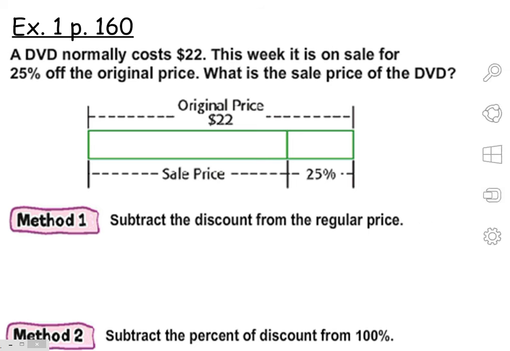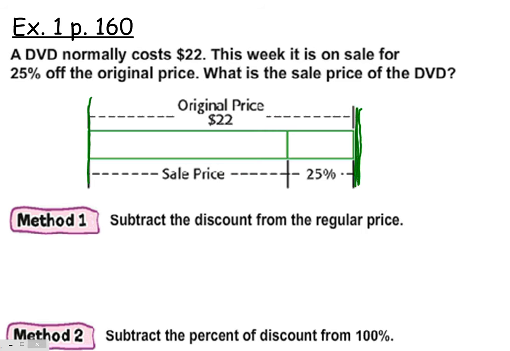A DVD normally costs $22. This week it is on sale for 25% off the original price. What is the sale price of the DVD? So the original price is shown here in this bar diagram. The original price is $22. So I'm going to just outline the whole amount.